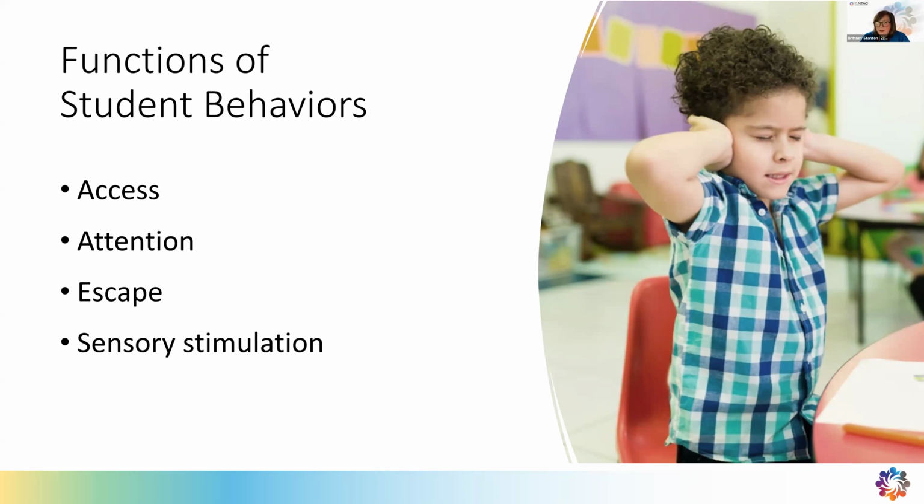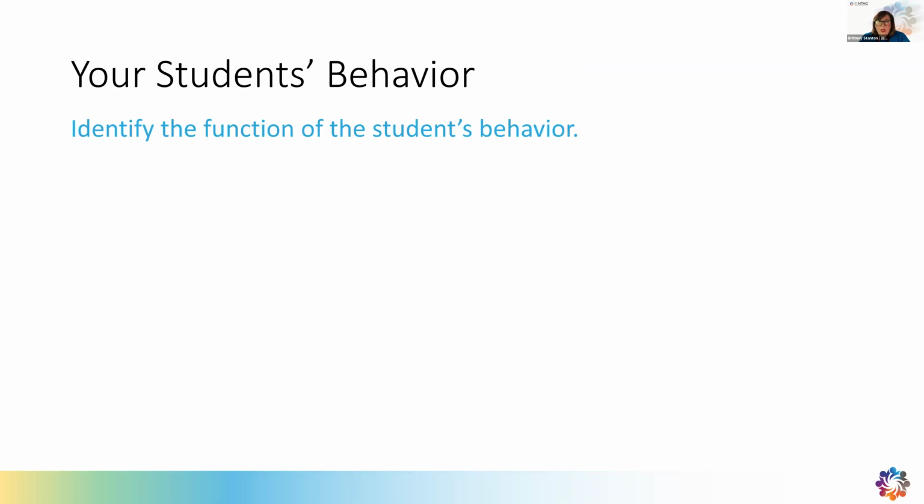So let's look at some examples. I have 4 scenarios for you, and I'll read through them, and then we'll ask you to answer a poll with which function you think is the function of the behavior. And then after the poll, I'll ask somebody if they'll volunteer to unmute and share their rationale.